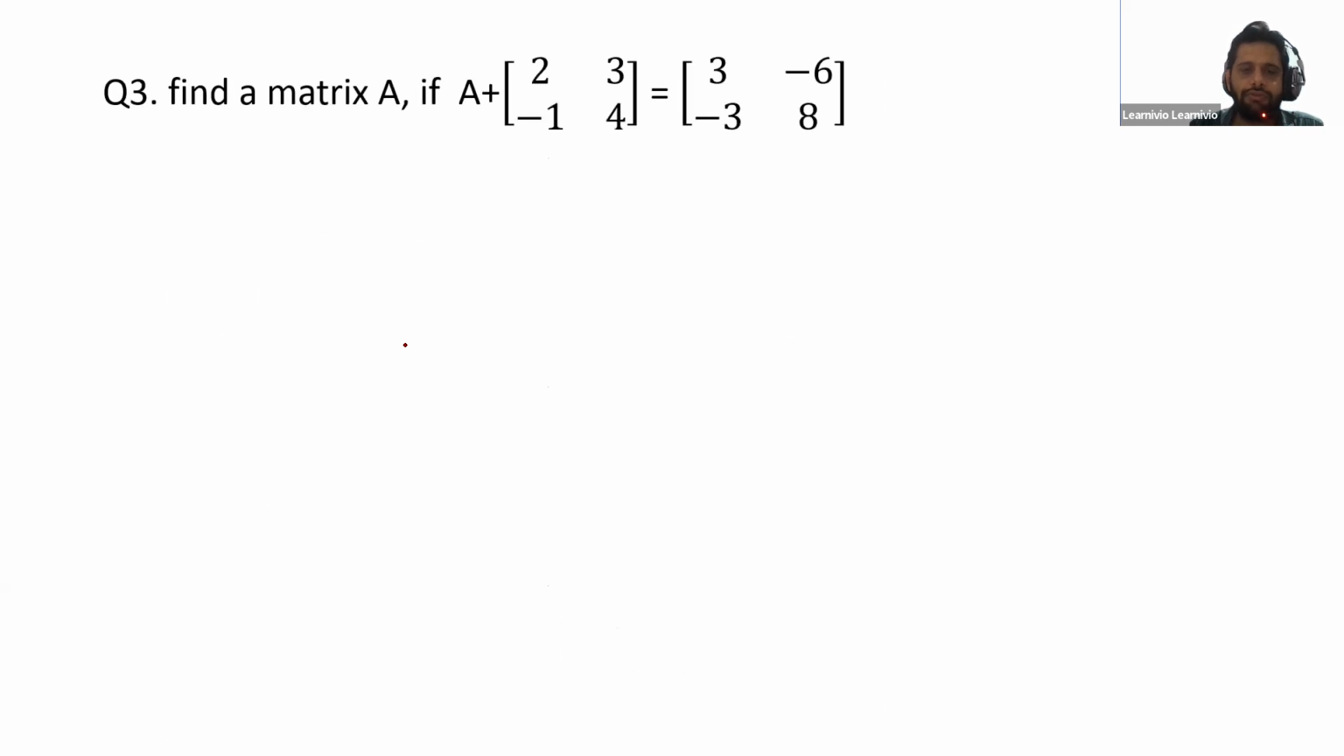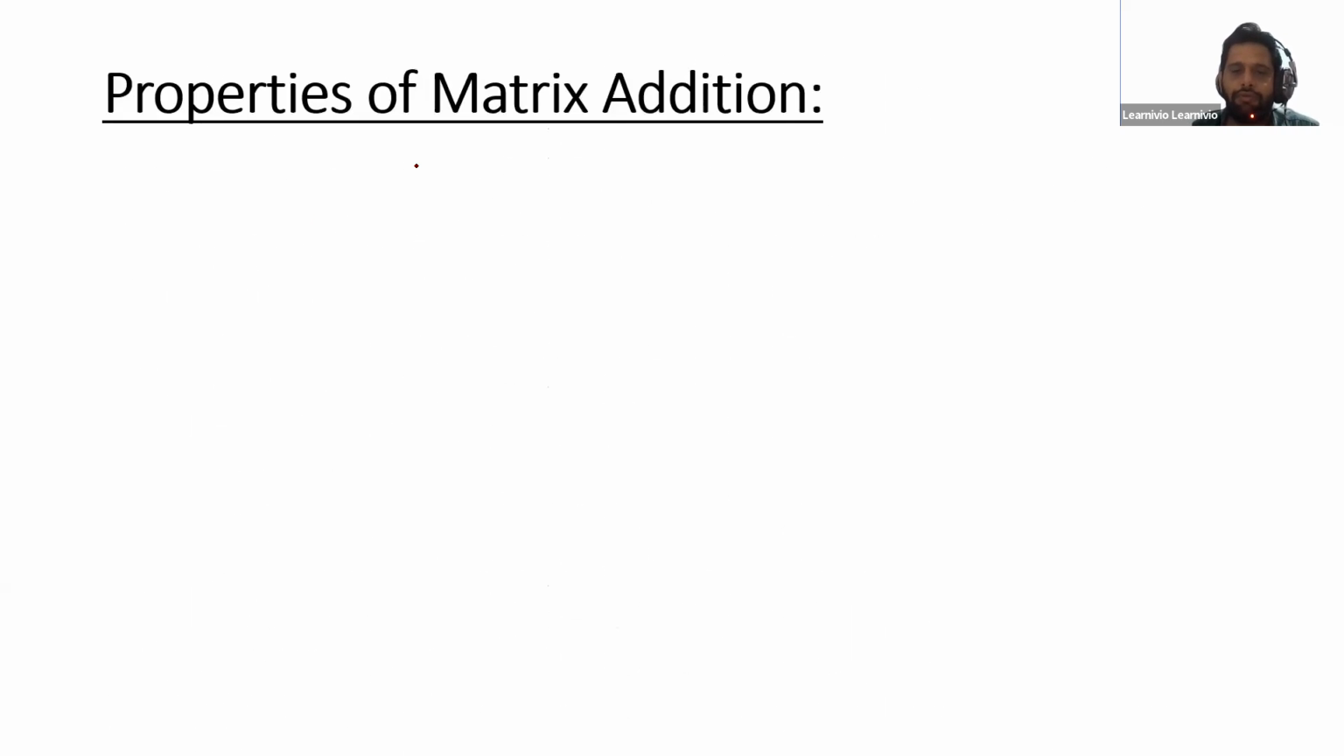Okay, so these questions we have already completed. The third one we have already done. Now we will discuss the properties of matrix addition. These properties are not new for you. You already know about the properties. We will just implement these properties for the matrix. You're aware of these properties for real numbers. So we will check what properties we have.